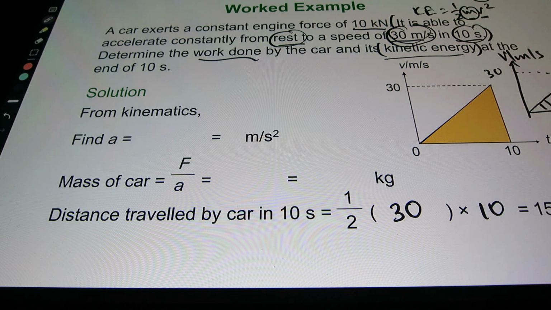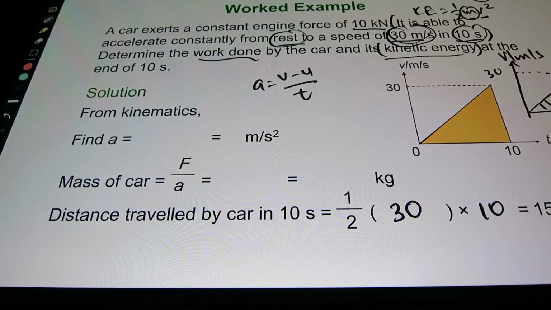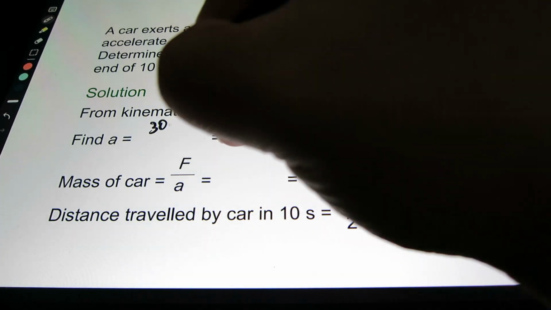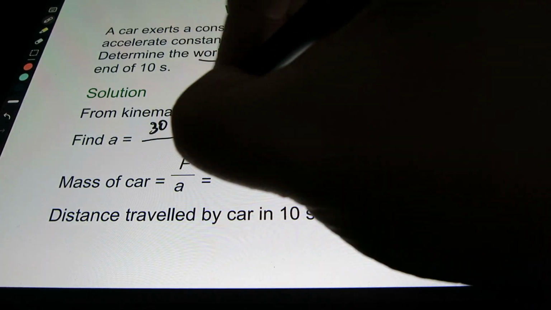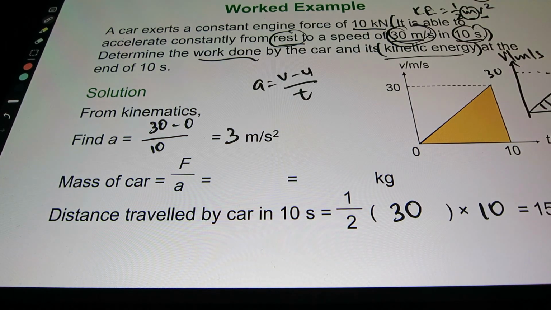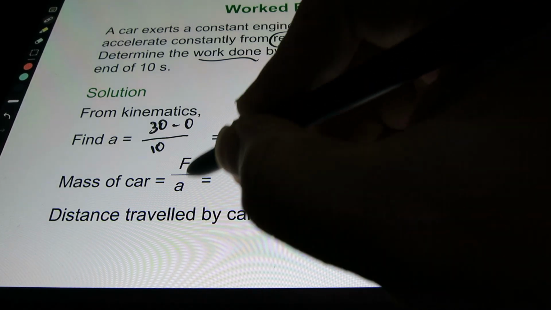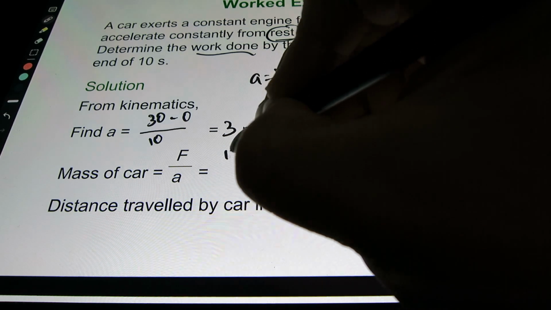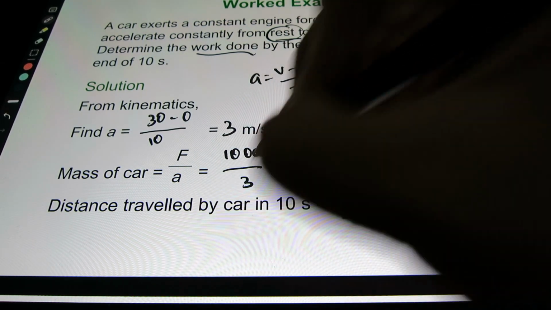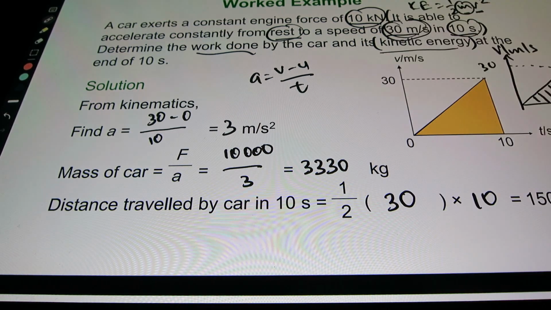First, use the formula a equals (v minus u) over t to find the acceleration. The final speed is 30, the initial speed is 0, you divide by 10, and you know that the acceleration is 3 meters per second squared. Now, I know that the force exerted is 10,000 newtons. So using force equals m a, you divide 10,000 by the acceleration, and you know now that the mass of the car is 3330 kilograms.